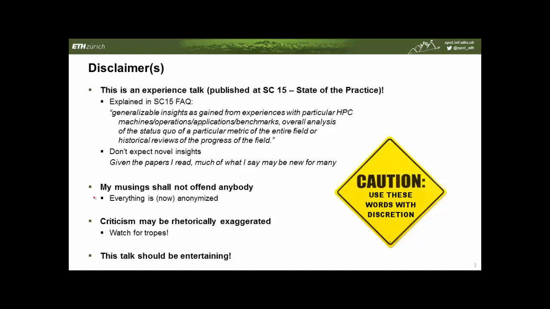Actually, all of the examples in this particular talk come from real scientific papers, all of them. I decided to remove the names after giving this talk a couple of times for various reasons. If you find yourself, then be concerned, but please do not be offended. Okay? Good. Also, a little bit of exaggeration is, of course, here because the talk shall be entertaining. This is one of the most important features of this talk.